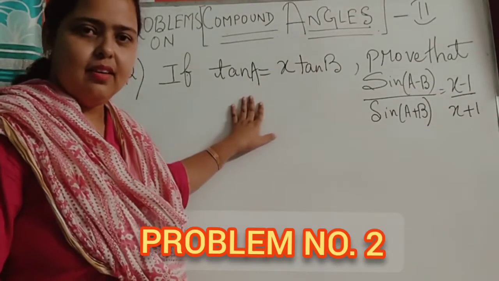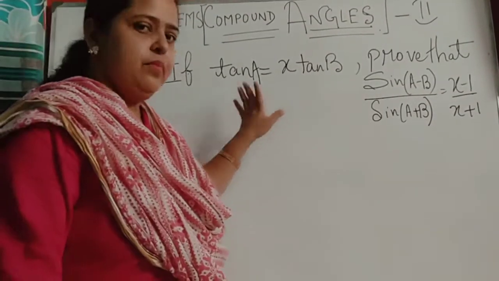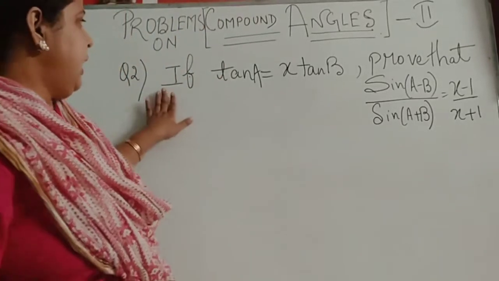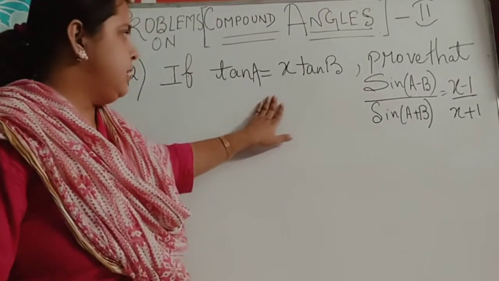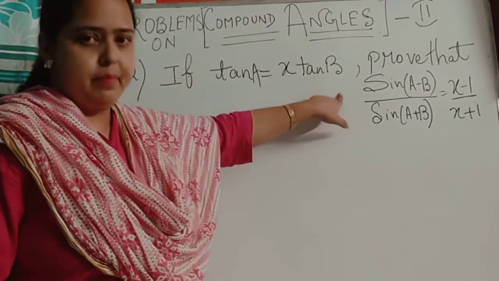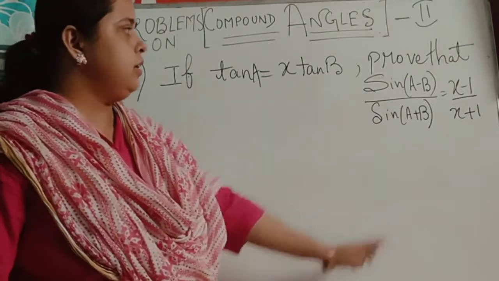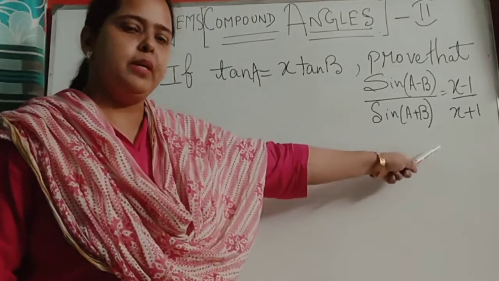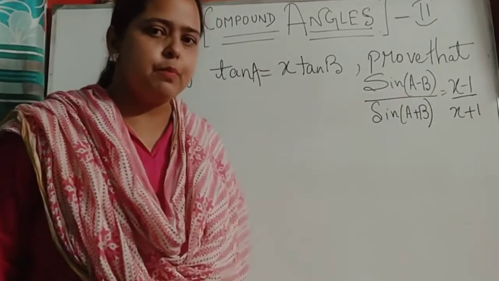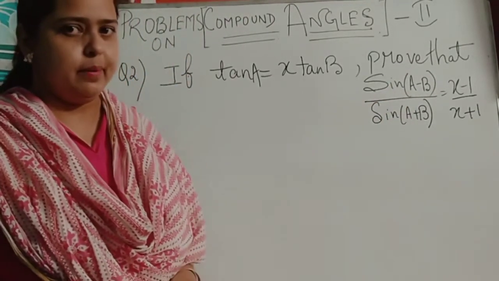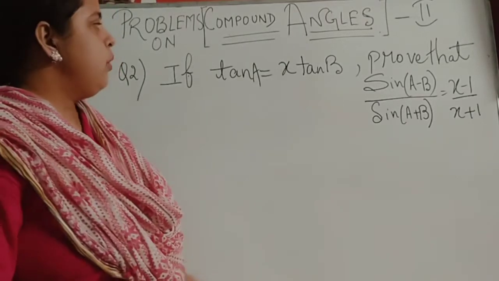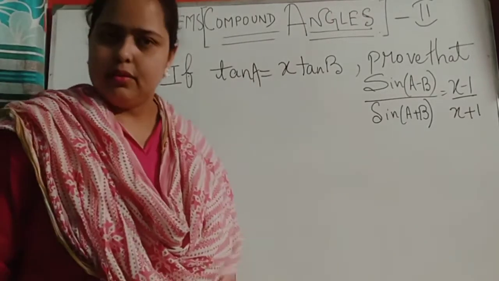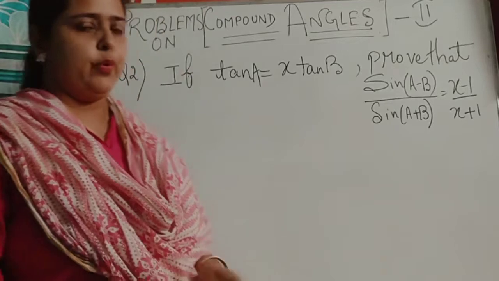Here is the next problem. Okay, let's read that. If tan A is equal to x tan B, we need to prove here that sine of (A minus B) by sine of (A plus B) is equal to (x minus 1) by (x plus 1). Okay, so let us go through the problem once more.